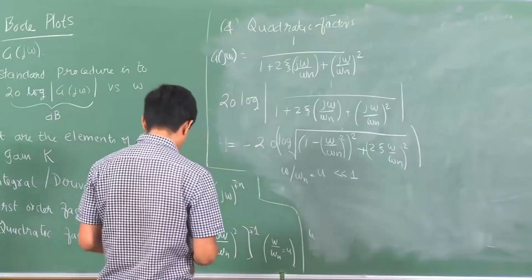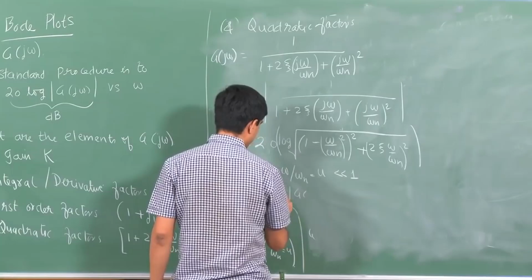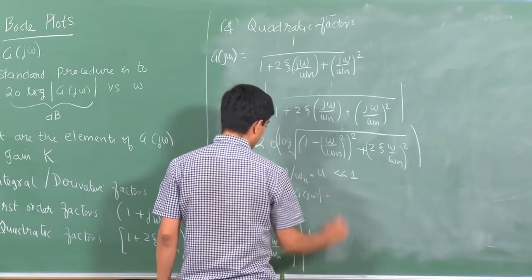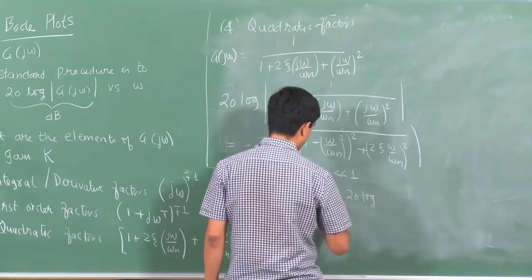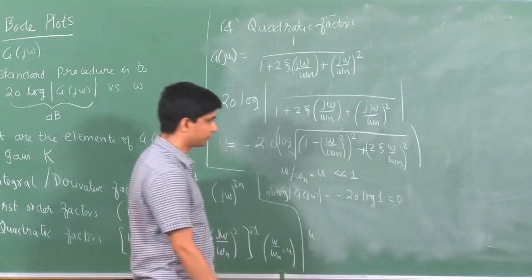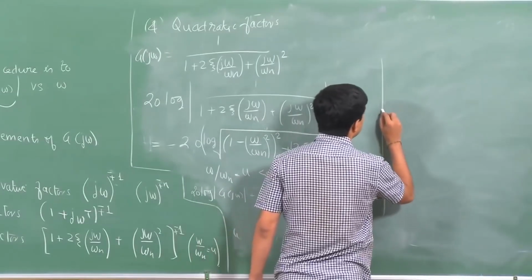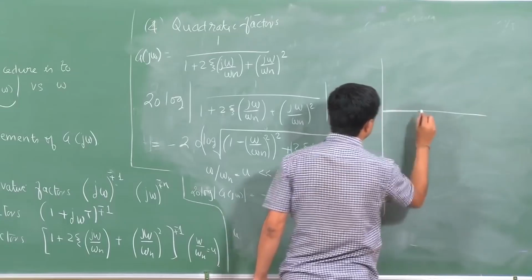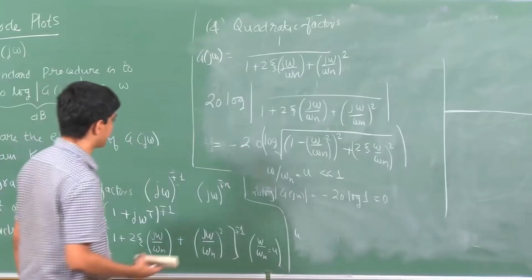So, for lower frequencies, the magnitude 20 log |G(j omega)| is minus 20 log of 1, which will be 0. So, nothing much changes here. For low frequencies, I am still at the 0 dB line. What is the other approximation?